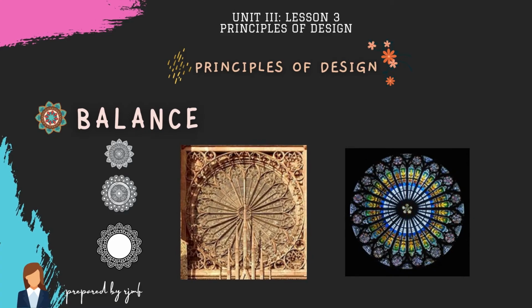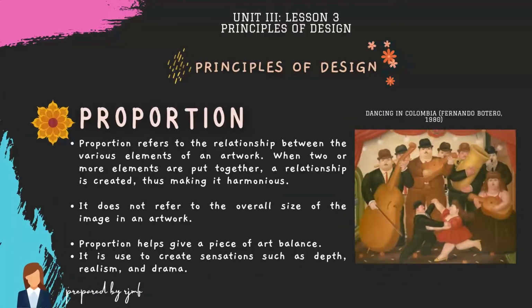We also have proportion. Proportion refers to the relationship between the various elements of an artwork. When two or more elements are put together, a relationship is created, thus making it harmonious. It does not refer to the overall size of the image in an artwork. Proportion helps give a piece of art balance. It is used to create sensations such as depth, realism, and drama. One example of art that conveys proportion is Botero's Dancing in Colombia in 1980. His signature style includes very smooth and bold images of oversized people such as the huge musicians, smaller dancers, and huge jukebox.